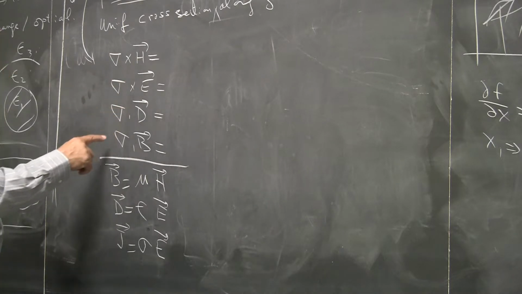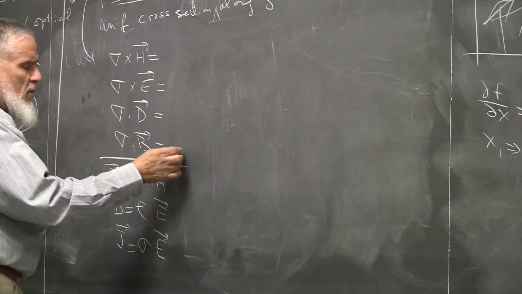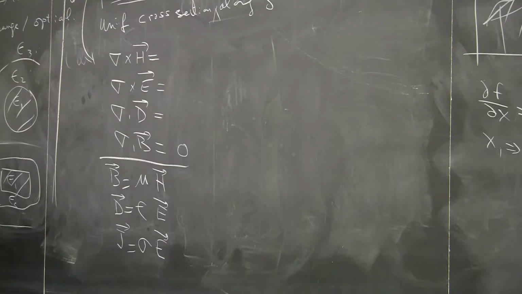Now, I have a few easy things here to write. This one is a 0, right? You all remember that. And div D is what?